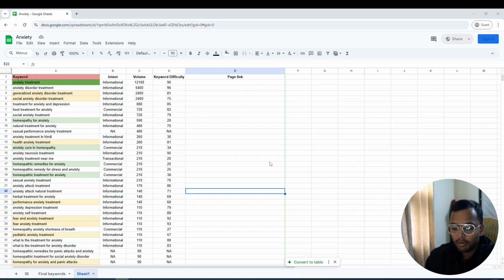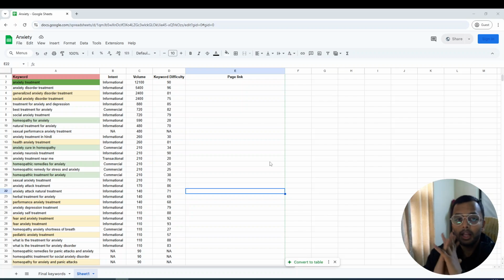So make sure that for whatever term you are trying to optimize your web page, it has the information you would like to pass to the user, and users can get the exact information they are looking for. If the page is about anxiety treatment, then your page should have information about how anxiety treatment can be done or how you can help them get anxiety treatment.